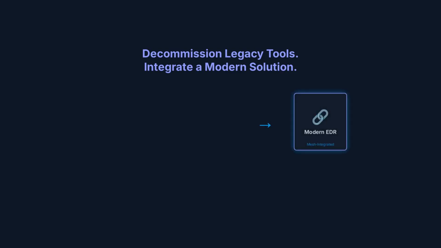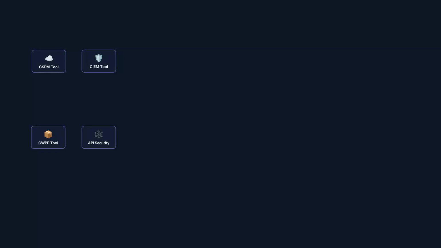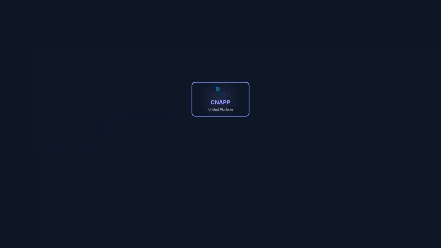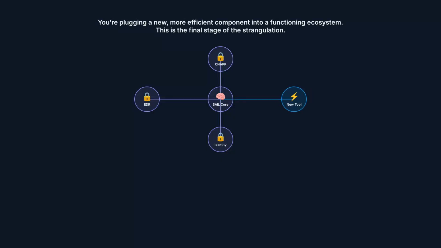You can replace 3 different legacy endpoint tools with a single modern EDR that integrates seamlessly with your mesh. You can consolidate your fragmented cloud security tools into a single CNAPP that feeds data into your SAIL, streamlining your operations. Because you've done the hard work of building the mesh first, replacing these tools becomes a much lower risk proposition. You're not just swapping one silo for another. You're plugging a new, more efficient component into a functioning ecosystem. This is the final stage of the strangulation.